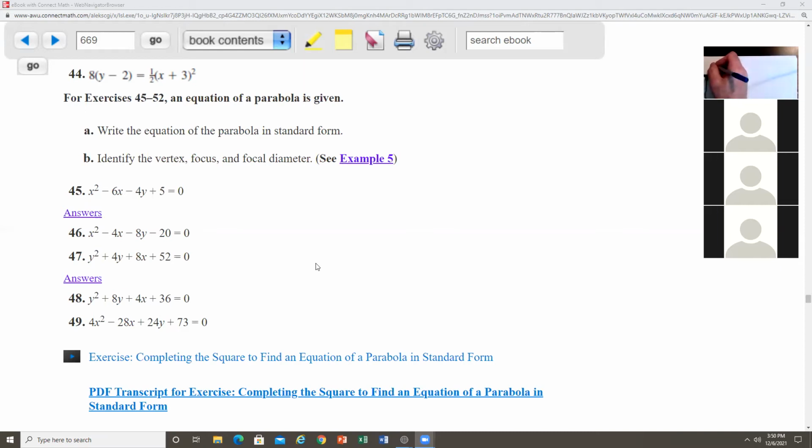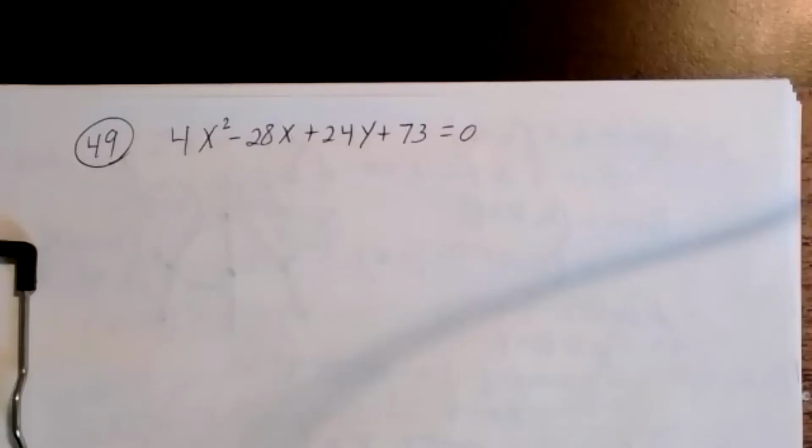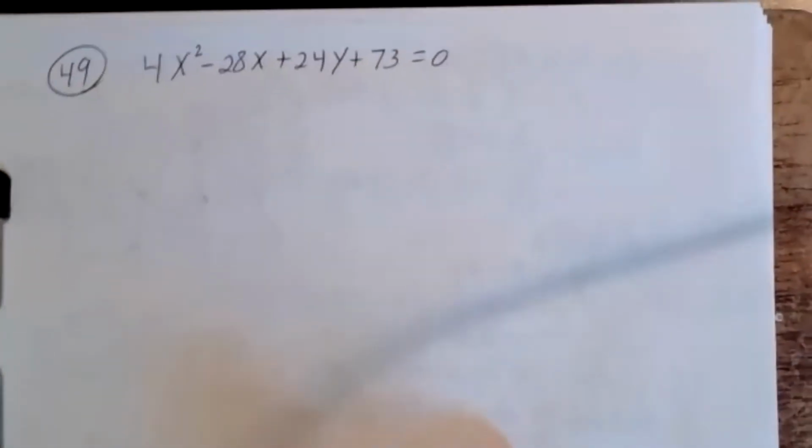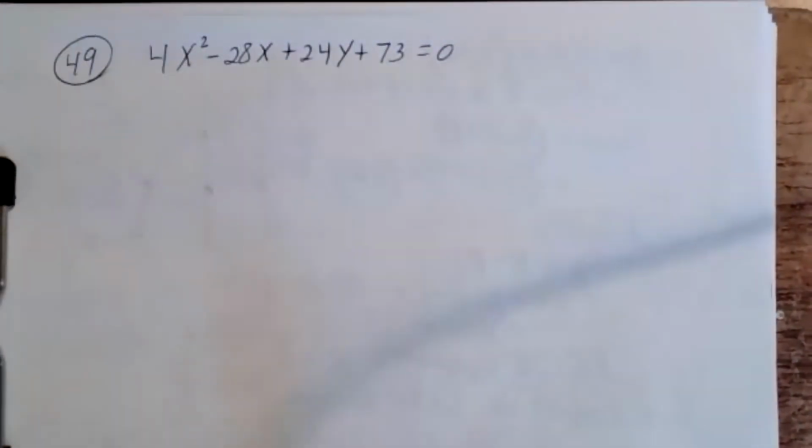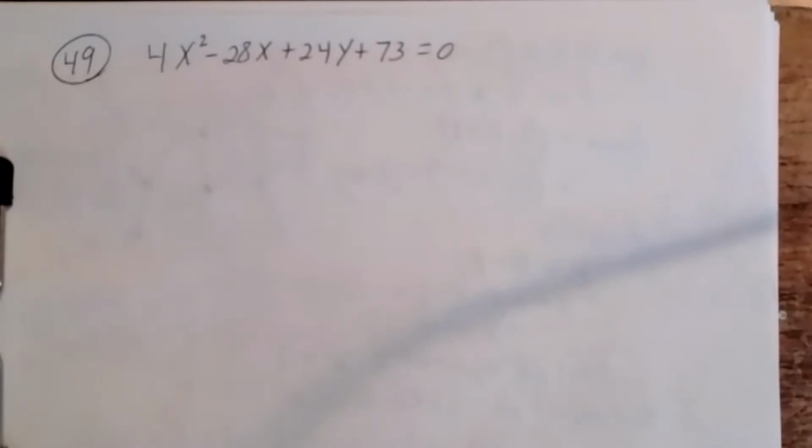So let's see if we can do problem number 49. We have 4x squared minus 28x plus 24y plus 73 is equal to 0. And what we want to do here is, once we write the equation in standard form, identify the vertex, focus, and focal diameter. Well, to get this into standard form, we're going to have to complete the square on what variable, x or y? What do you think?